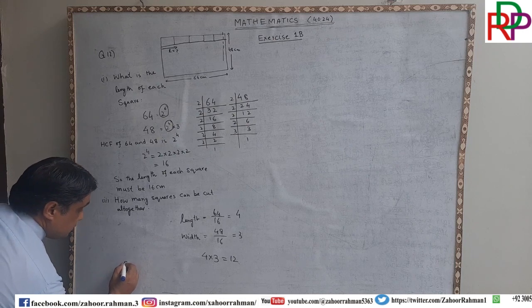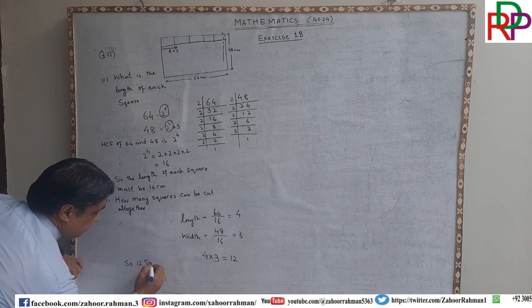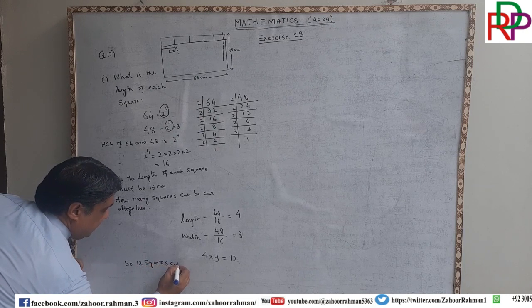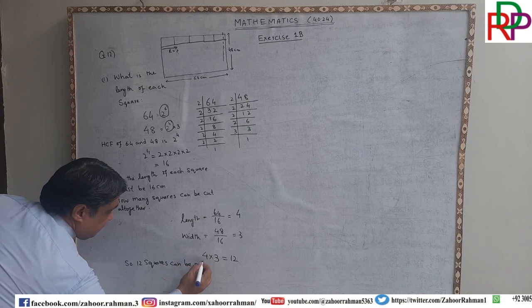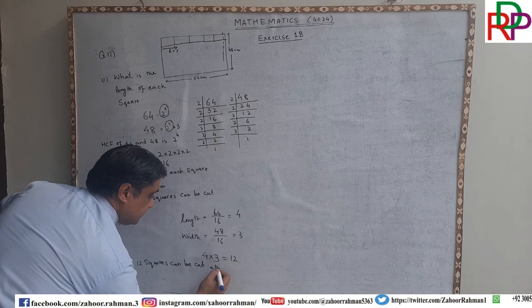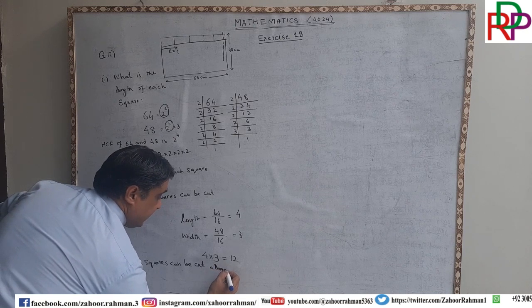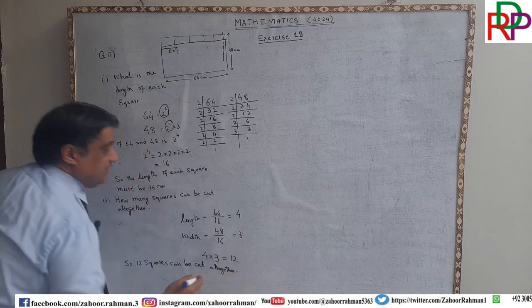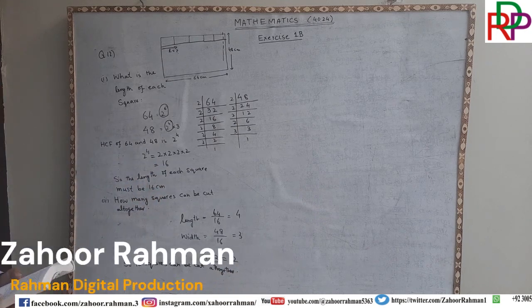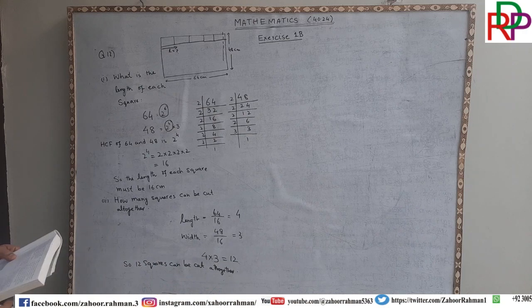So 12 squares can be cut all together. And there will be no leftover sheet in this particular case.